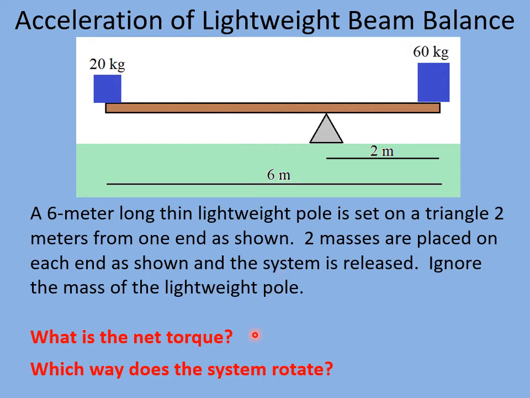So the question is, what is the net torque, and which way does the system rotate? In other words, does this weight over here fall, or does this weight over here fall? Is the rotation in this direction, counterclockwise, or will it be clockwise? So let's go ahead and do this problem.